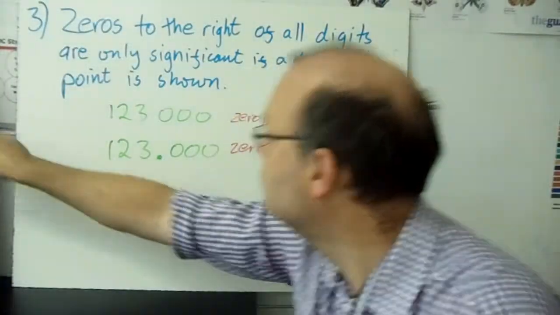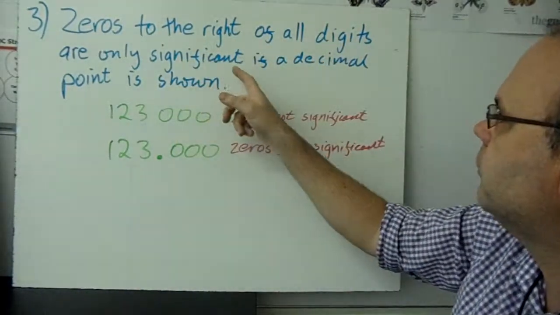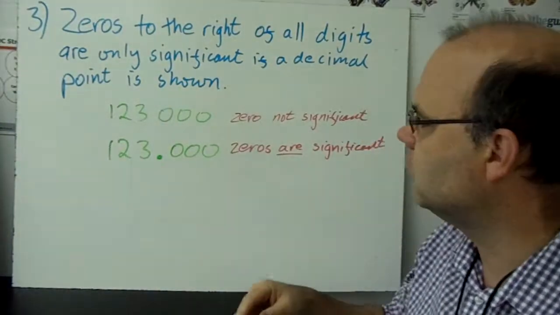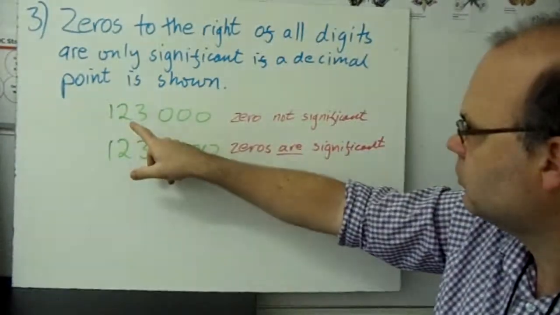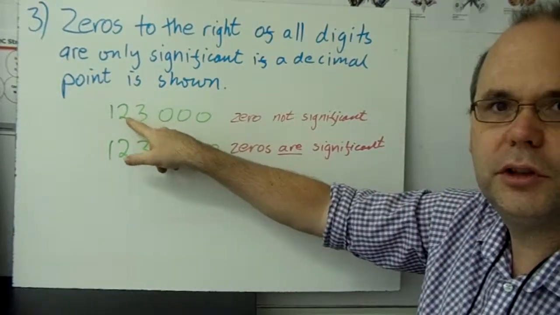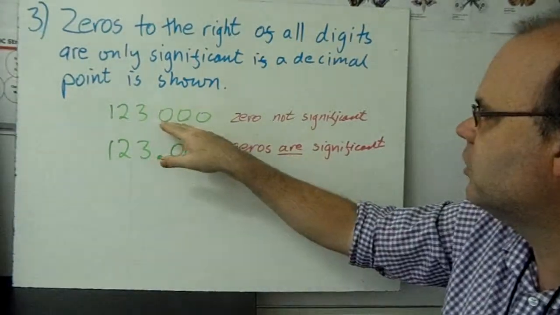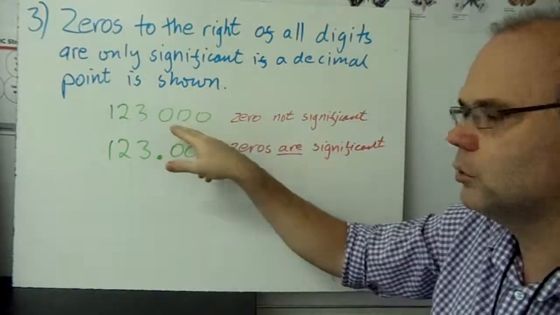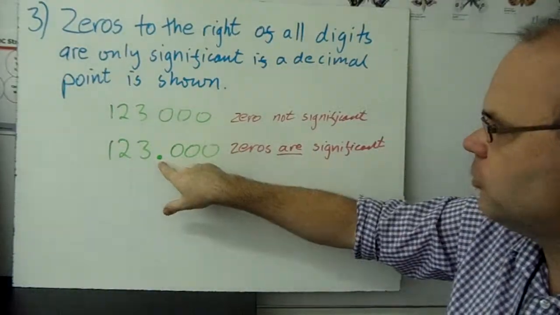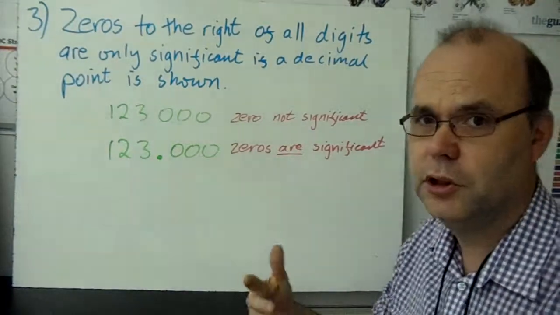And our last rule. Zeros to the right of all the digits are only significant if a decimal point is shown. That's going way back to the first thing I showed you. 123,000, it's these numbers that are important, not these zeros on the end. So these are the non-significant ones, they're not important. But if there's a decimal point in there, then they are, because they could have been something else.